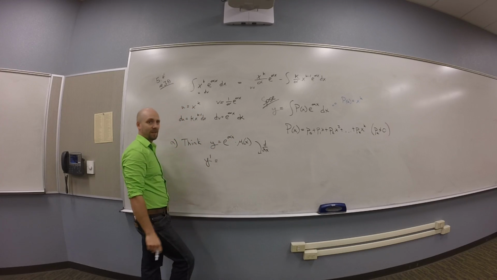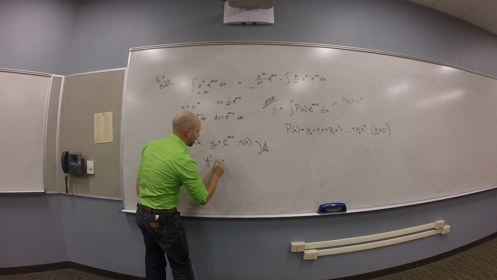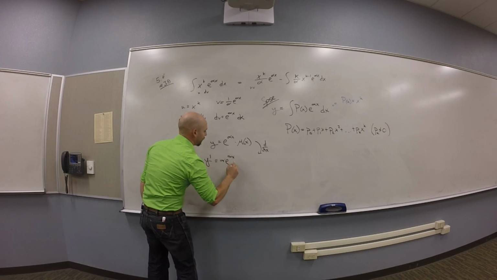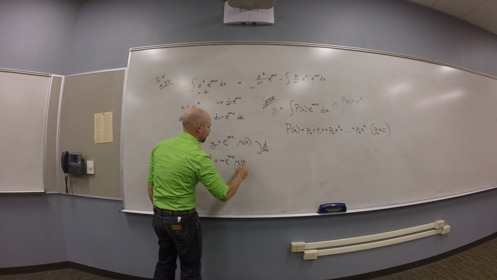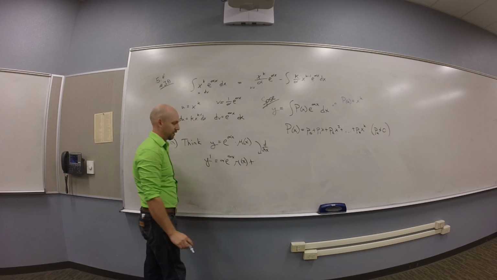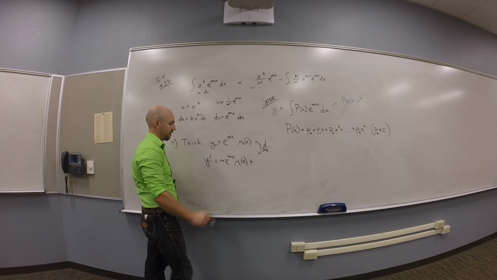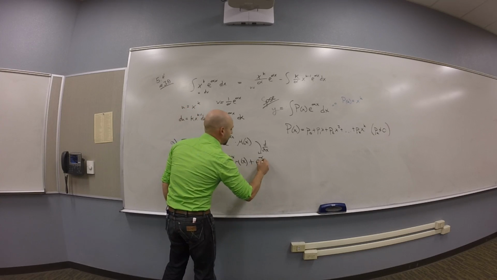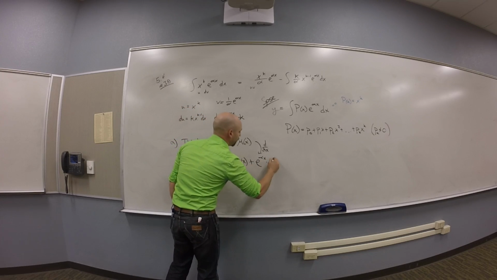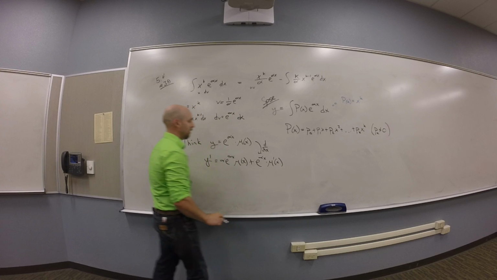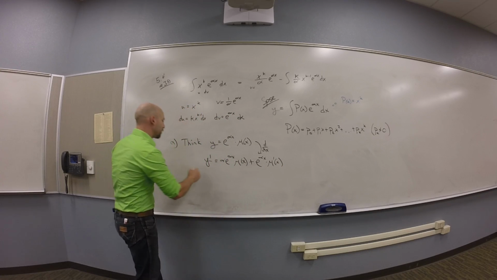Alpha e to the alpha x times mu of x, plus e to the alpha x times mu prime of x. Okay, and what's y prime now?